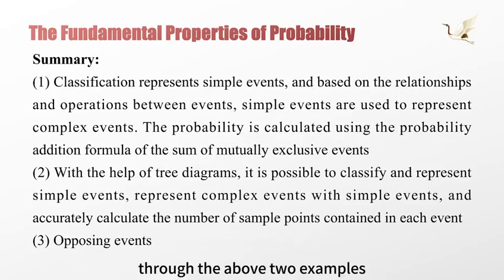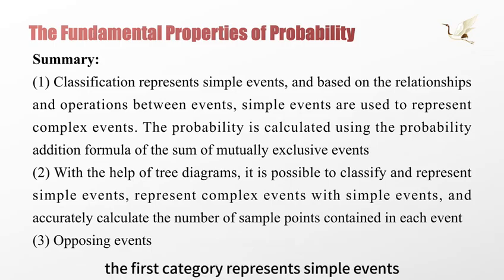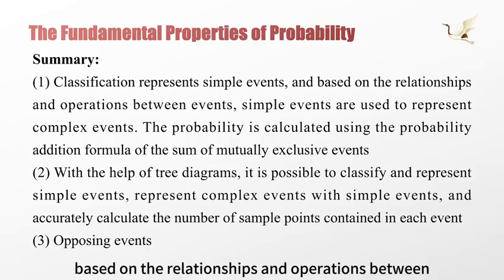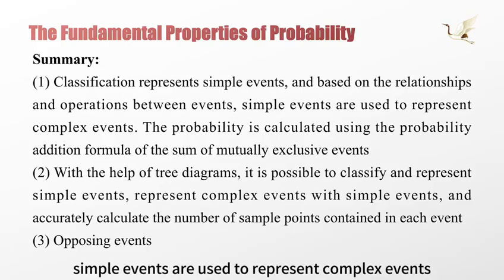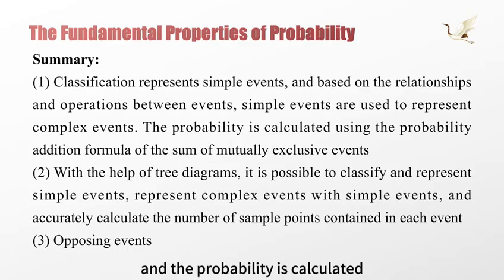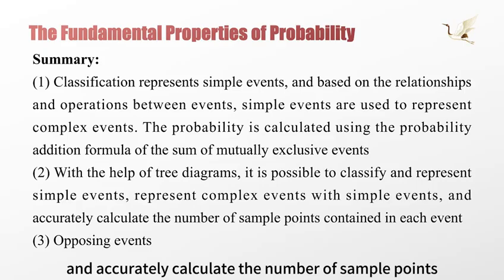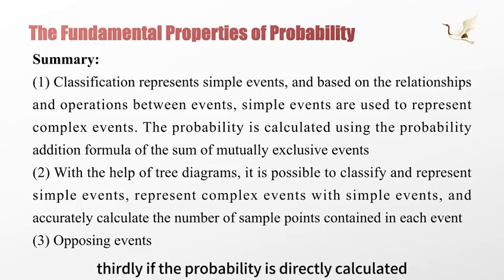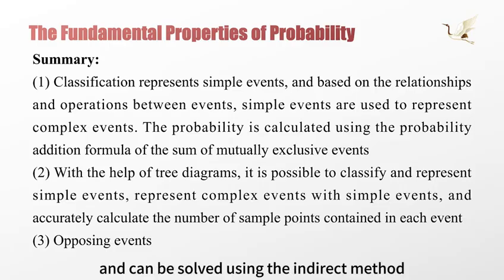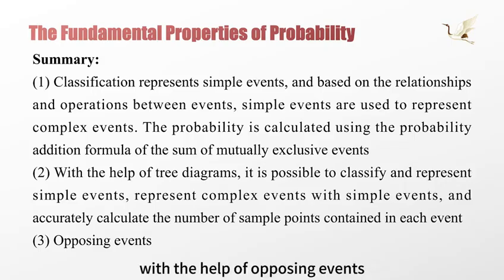Through the above 2 examples, we can summarize the following points. First, represent complex events with simple events. Based on the relationships and operations between events, simple events are used to represent complex events, and the probability is calculated using the probability addition formula of the sum of mutually exclusive events. Secondly, using a tree diagram can help classify and represent simple events, and accurately calculate the number of sample points contained in each event. Thirdly, if calculating the probability directly is quite complex, it can be solved using the indirect method with the help of opposing events.